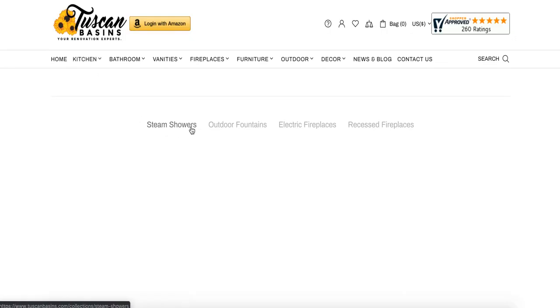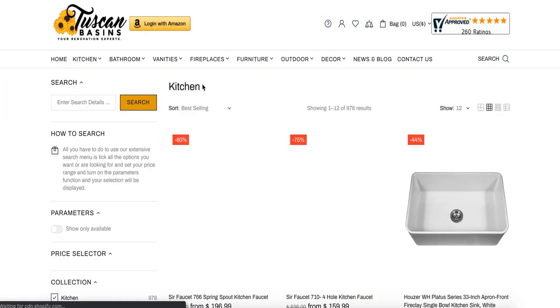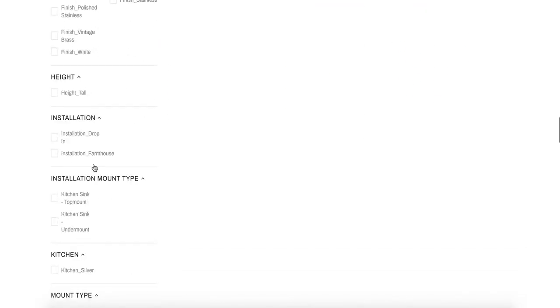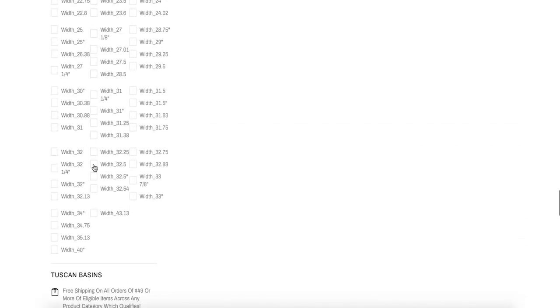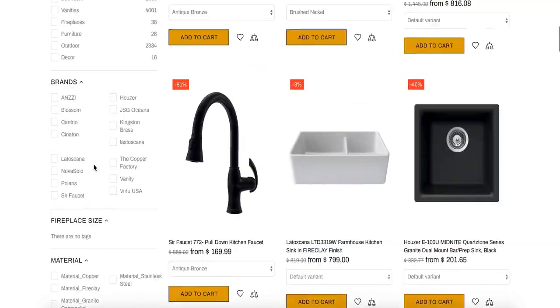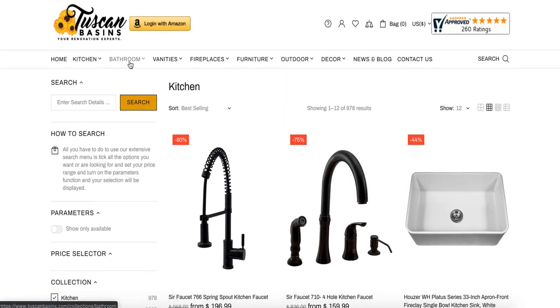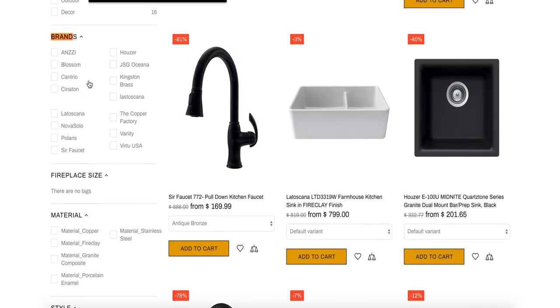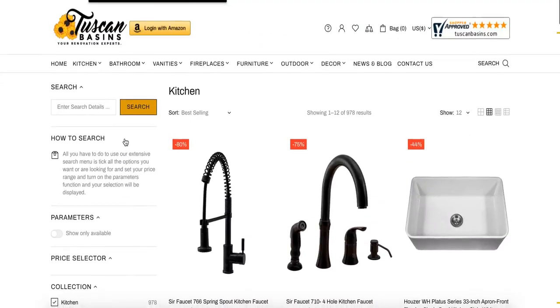So, and actually they completely changed the theme since the last time I was on this website, which is interesting, but it's okay. So let's see here, kitchen, bathroom, yeah. They don't have a drop-down menu here for the brands. They do here. So like under this category, drop-down menu.